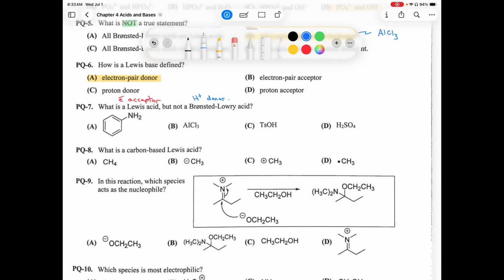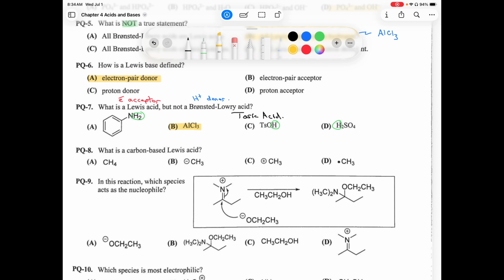If you look at A, we have aniline. Well, that has protons that could be donated. TsOH, if you don't know what TsOH is, you should. You should memorize this. This is tosic acid, or toluene sulfonic acid, which is a strong acid, and so it certainly has a proton to donate. And I know you know the last one, which is sulfuric acid. So those are all Bronsted-Lowry acids, but aluminum trichloride is a Lewis acid. It has no protons to donate, but it is an electron acceptor for reasons that I already discussed earlier in this video.